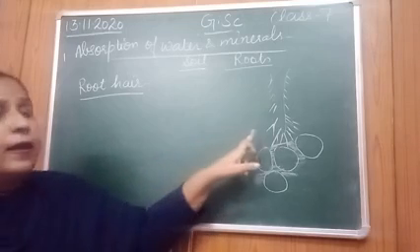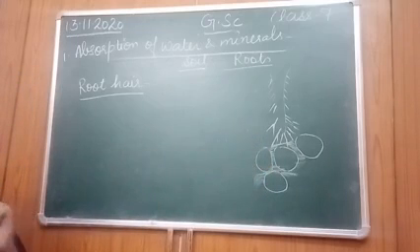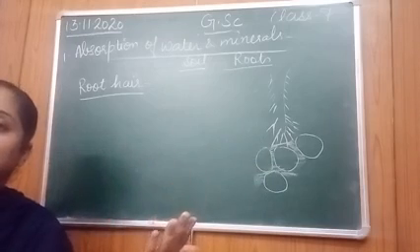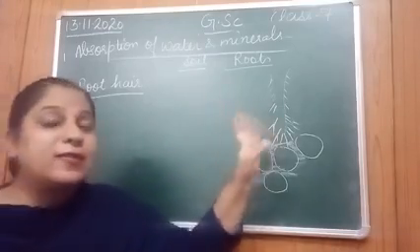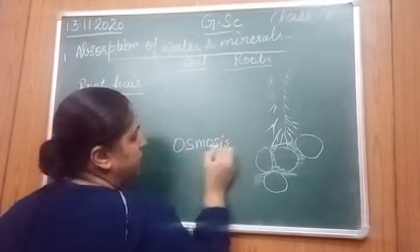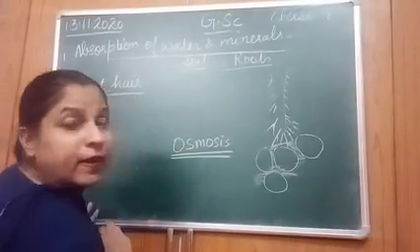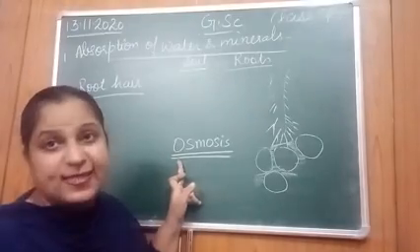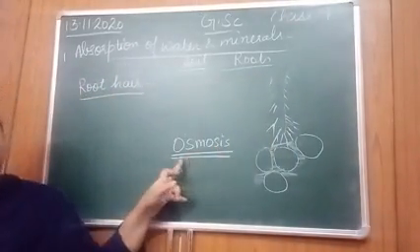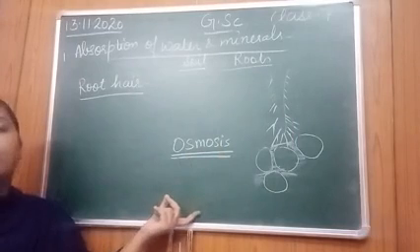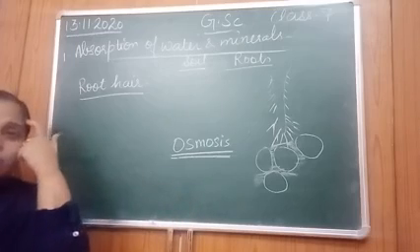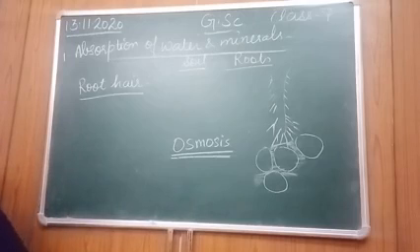These water and minerals are passed to the roots by the process of osmosis. This is not in your syllabus, just for your information I am telling you. The process by which the water moves to the roots is known as osmosis. Right? Just a simple word that you have to remember. Otherwise it is not in your syllabus, it is not given in your book also.